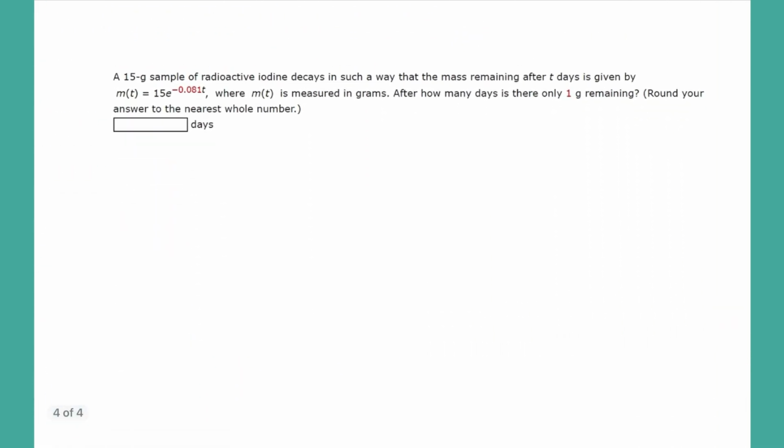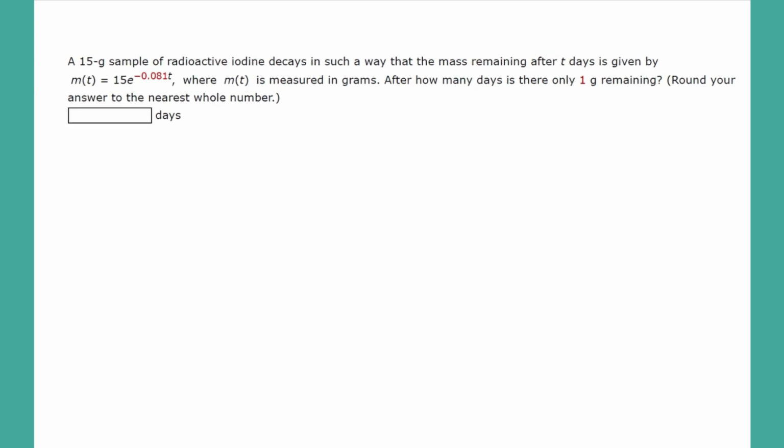Oh, there's actually one more problem. So this time, this one says there's a 15-gram sample of radioactive iodine which decays in such a way that the mass remaining after t days is given by this function. M of t is measured in grams. After how many days, that means we're solving for t, is there only 1 gram remaining? So this indicates that that's how much we want m of t to be. So that means that's what we're going to set the function equal to, 1 gram.